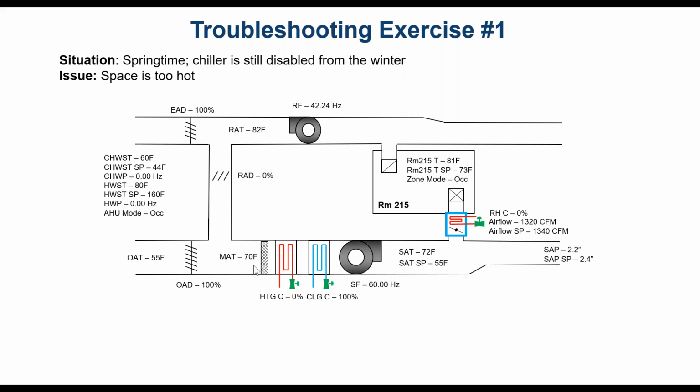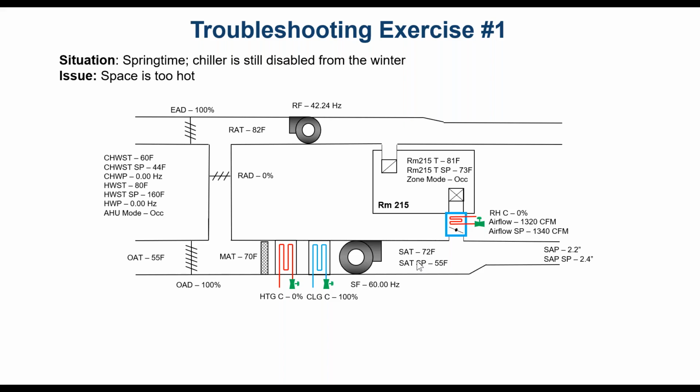We have a mixed air temperature entering at 70 degrees. We have a supply temperature downstream of the supply fan at 72. We do have a temperature rise there, but that 2-degree temperature rise could probably be associated with just fan heat from the supply fan itself. So I really don't think we have a leak coming from the heating coil at all.